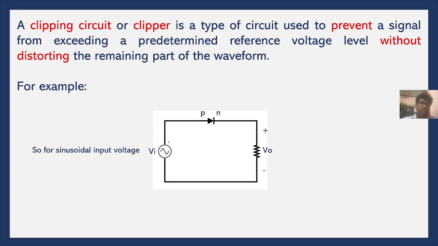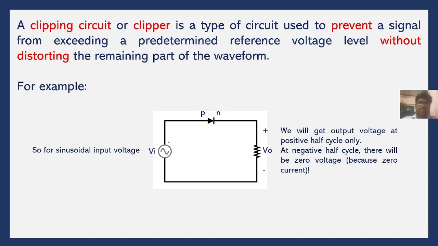So for a sinusoidal input voltage, we will get output voltage at only the positive cycle of the input, because at the positive half cycle of the input the diode is forward biased, and at the negative half cycle of the input the diode is reverse biased. So which means we will only get current through the resistor at the positive half cycle of the input, and we will get voltage across the resistor at only the positive half cycle of the input.